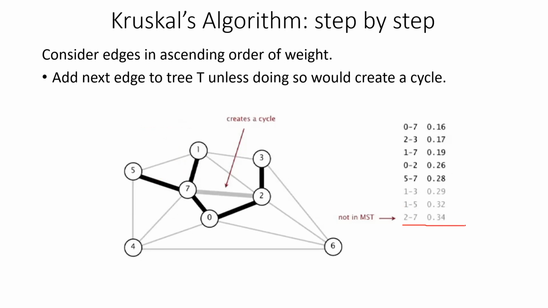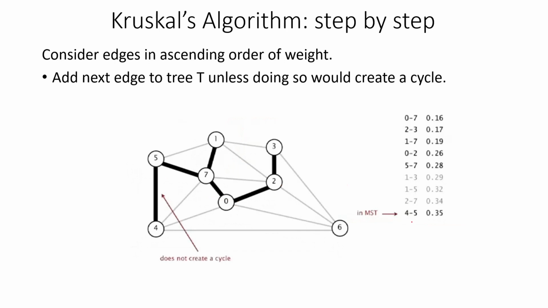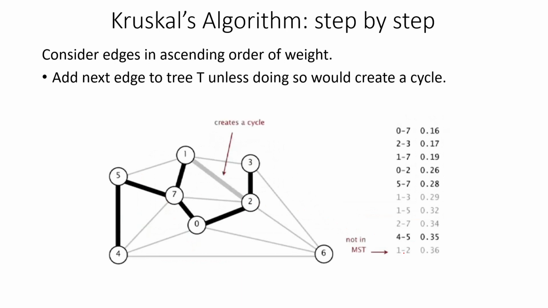Then we have this next edge. If we add it, there would be a cycle, so we don't add it. Then we add this edge between 4 and 5, and as you can see, if we add it, there wouldn't be any cycle. Then we have edge 1 and 2, but here, if we add it, we will get a cycle. That's why we don't add that edge.